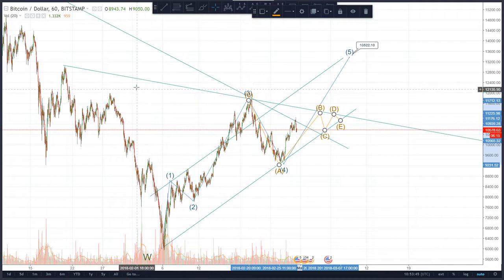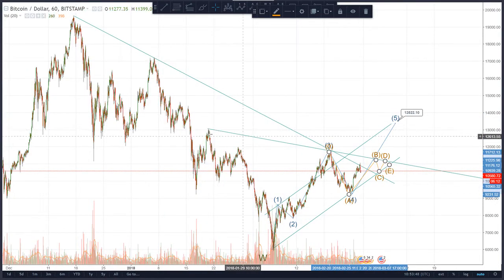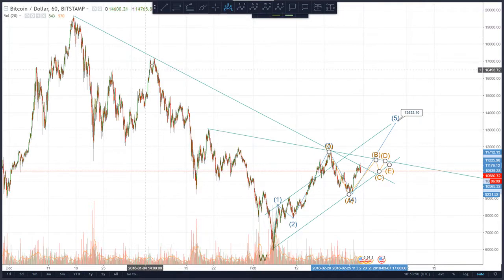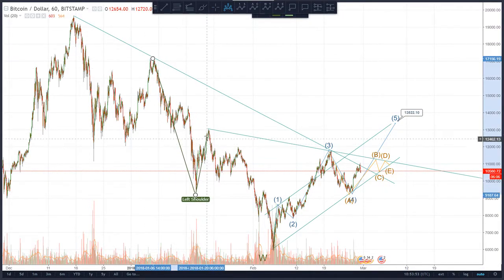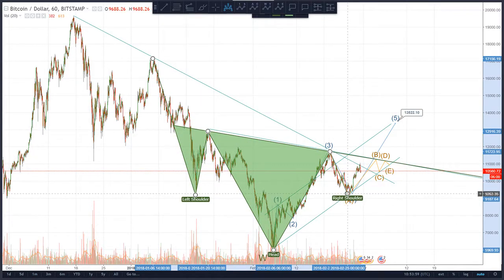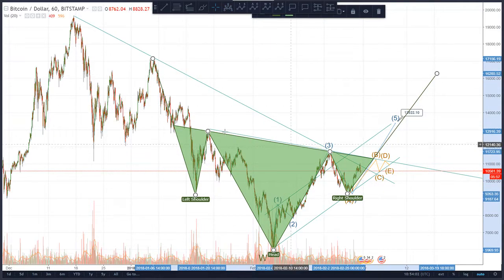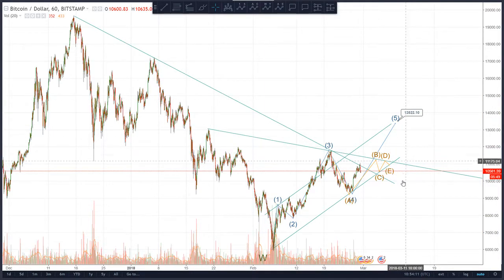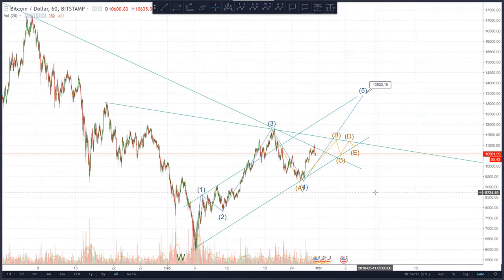What is this line? So if we zoom out, this was the neckline of a large head and shoulders. Drawing the head and shoulders here, left shoulder, head, right shoulder. That's what this line represents. It's the neckline of this large head and shoulders that we can see. And I think that's going to form the upper boundary of the triangle. It's certainly going to act as resistance until we see the wave 5 break out, and I believe the wave 5 will come to around this level, around the 13,000 level.